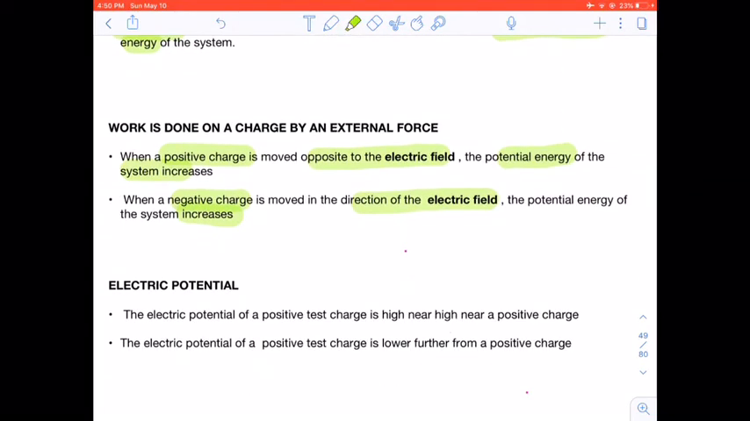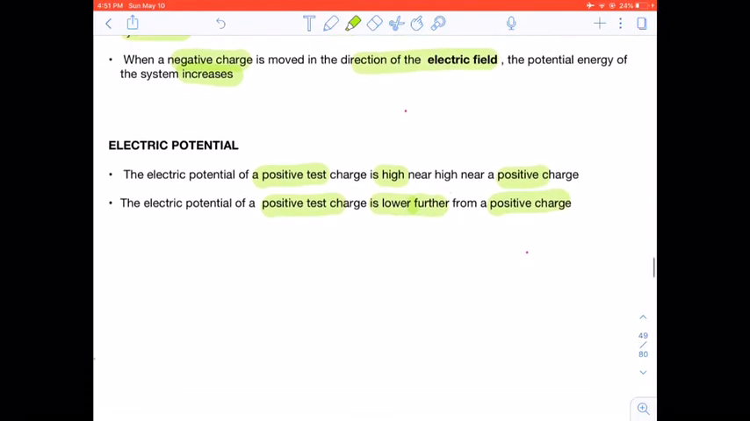And then we have electric potential. Electric potential of a positive test charge is high near a positive charge, and the electric potential of a positive test charge is lower when it's further from a positive charge. Okay, so there the electric potential is lower.